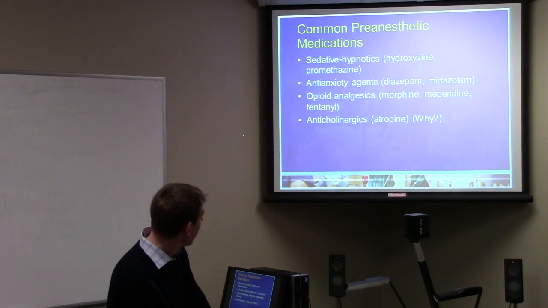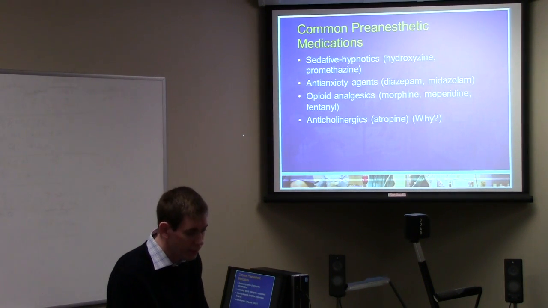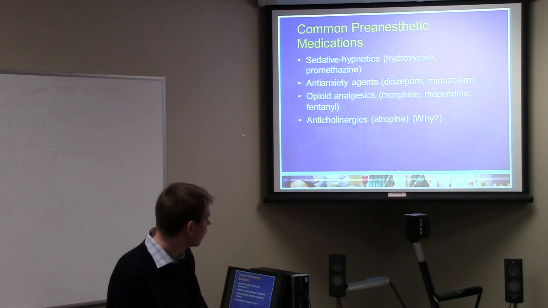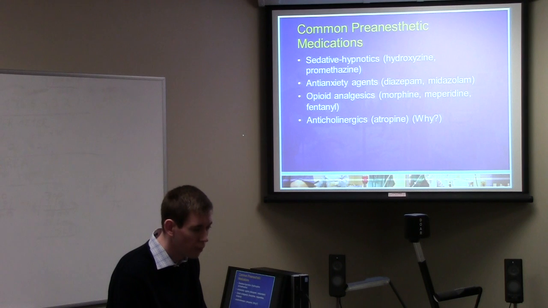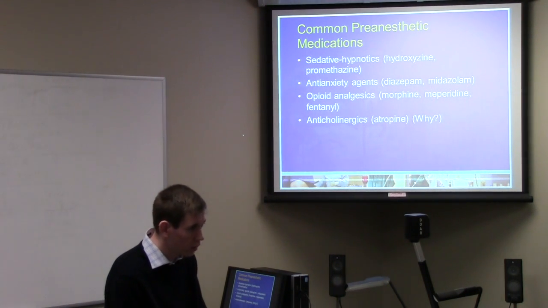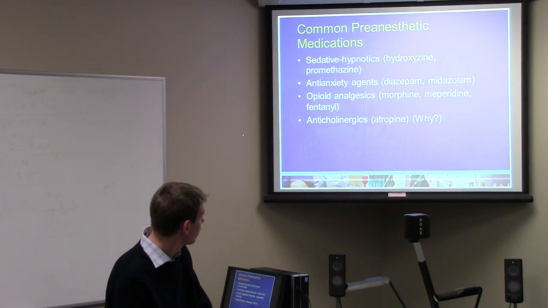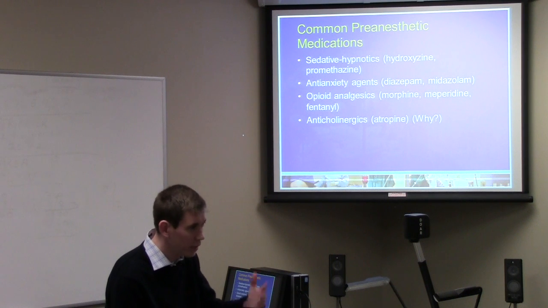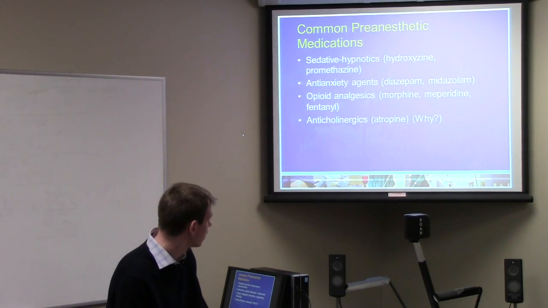You'll typically be given some type of anti-anxiety medication, and the big one here, midazolam, is probably the most popular, which is Versed, and that is a benzodiazepine. But also diazepam or any of the benzodiazepines can be used here. Same thing with the opioid analgesics, any of the pain medication. Probably fentanyl is the most common to use.